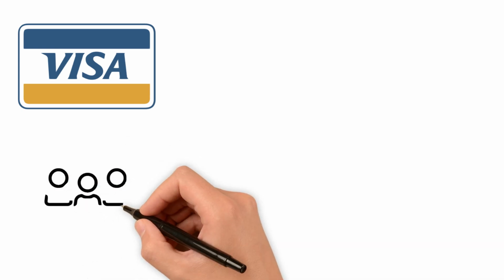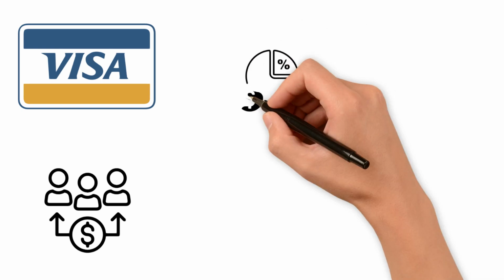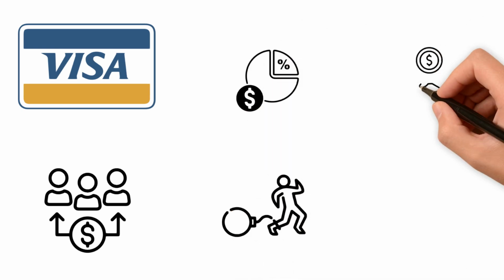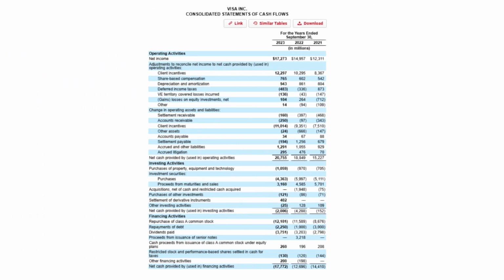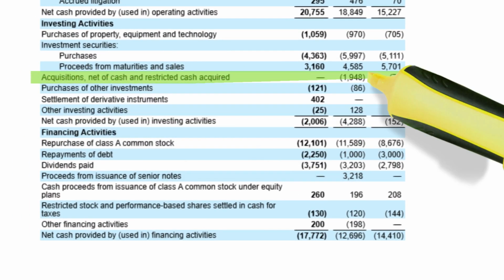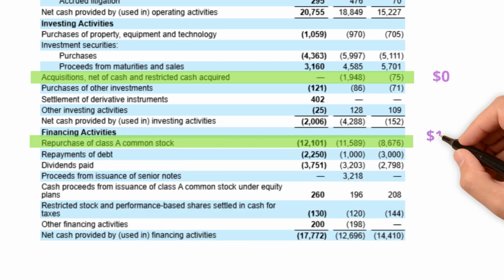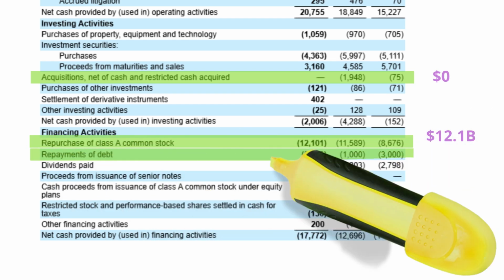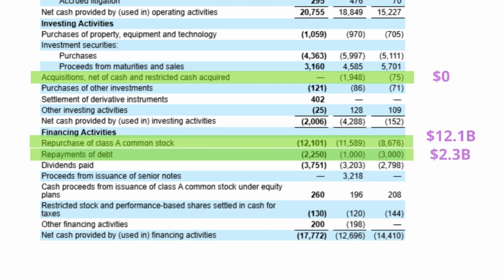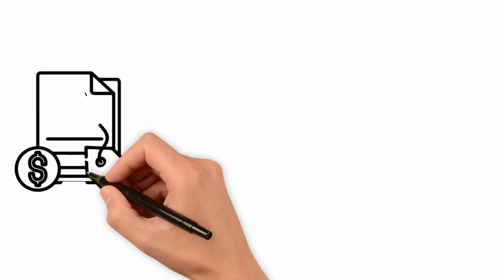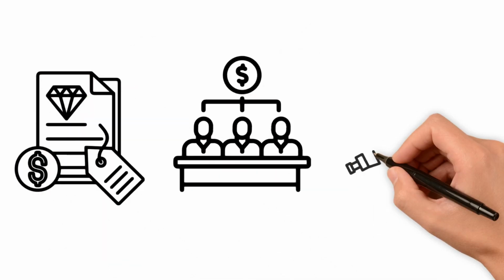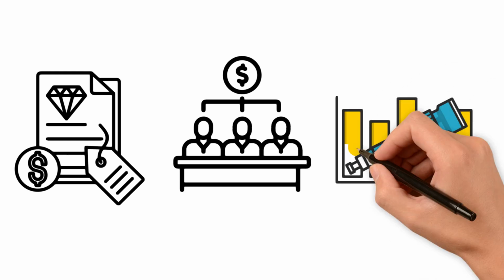Visa can do all sorts of things, such as pay dividends to investors, buy back stock, pay down debt, make strategic acquisitions, invest in research and development. So in Visa's case, we can see the company paid $0 for acquisitions, 12.1 billion in stock buybacks, 2.3 billion in debt repayments, and 3.7 billion in dividends. Essentially, free cash flow gives companies the flexibility to create value for their shareholders and fuel future growth.